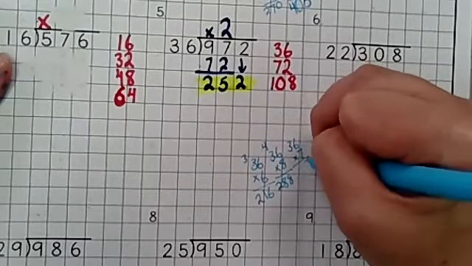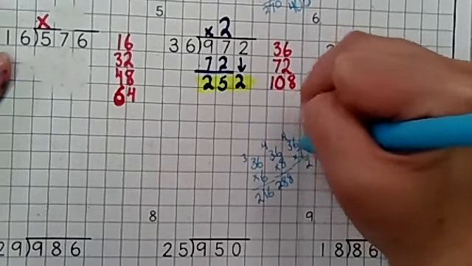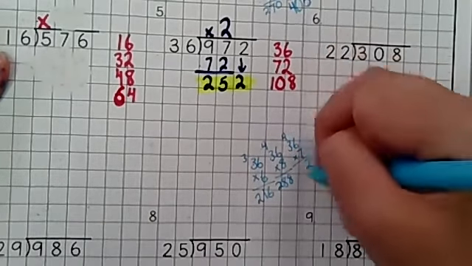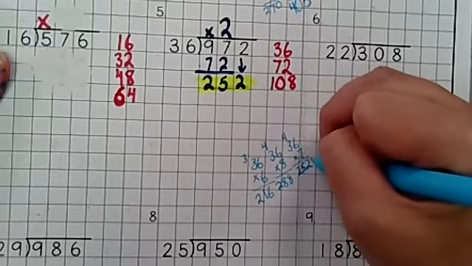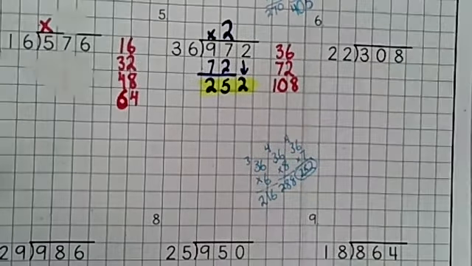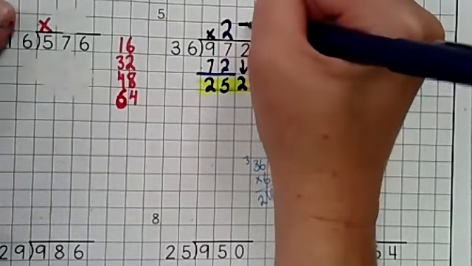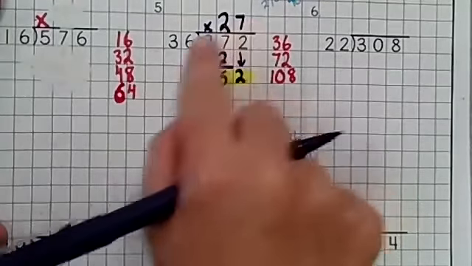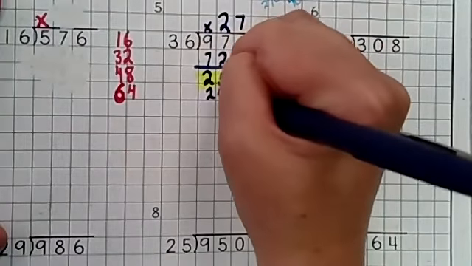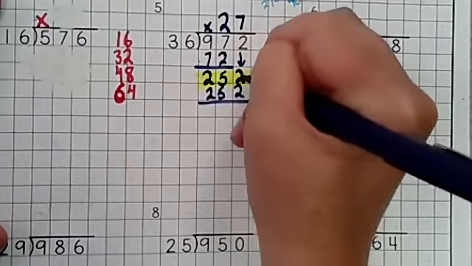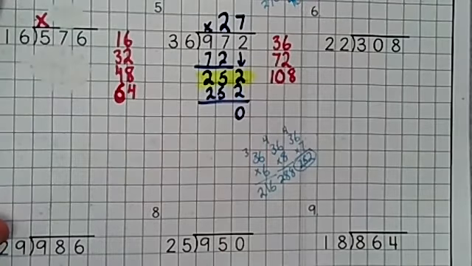7 times 6 is 42. Leave the 2, carry the 4. 7 times 3 is 21 plus 4 more is 25. Hey, look, we hit it. So your answer up here is 7. 7 times 36 is 252. And this is 0. Cool?